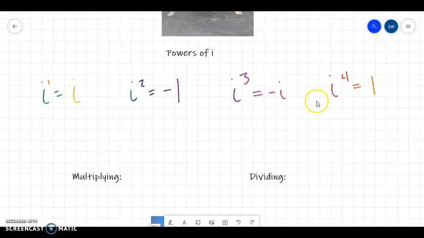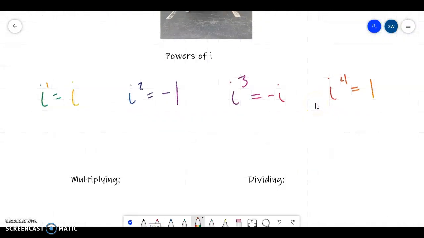So remember, we'll just do one of these. You've done this many times with me. If I did, what is i to the 57th? Because you know that i to the 5th would be 1 times i.